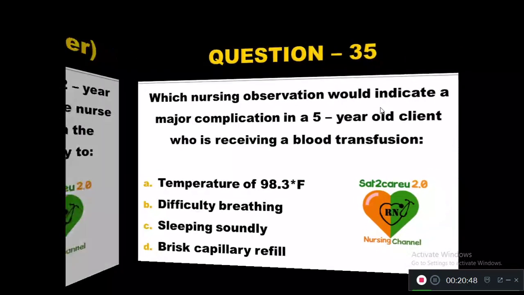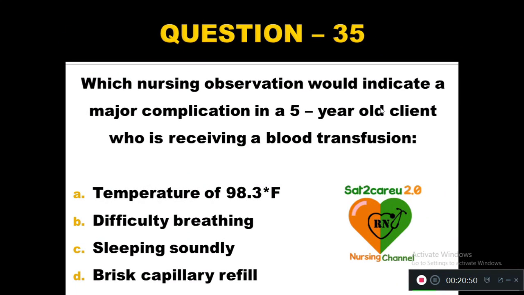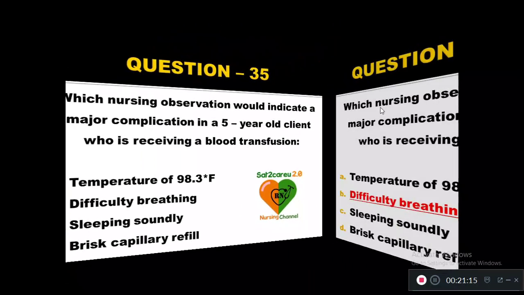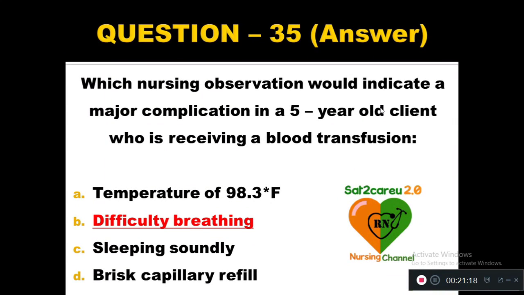Question number 35. Which nursing observation would indicate a major complication in a 5-year-old client who is receiving blood transfusion? Option A, temperature of 98.3 degrees Fahrenheit. Option B, difficulty breathing. C, sleeping soundly. D, brisk capillary refill. The right answer is difficulty in breathing, the nursing observation which indicates a complication for blood transfusion in a 5-year-old child.